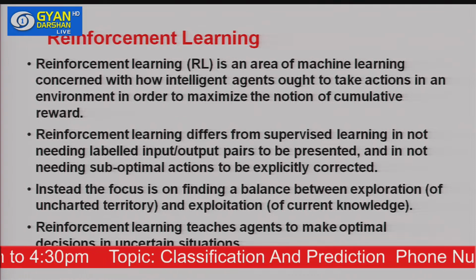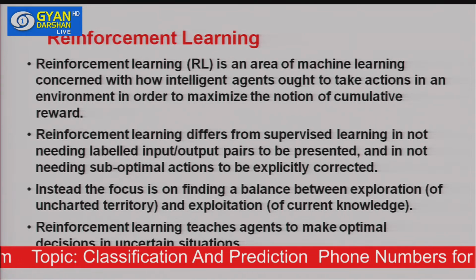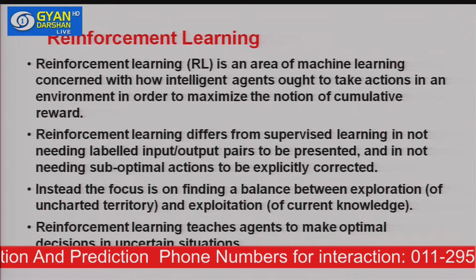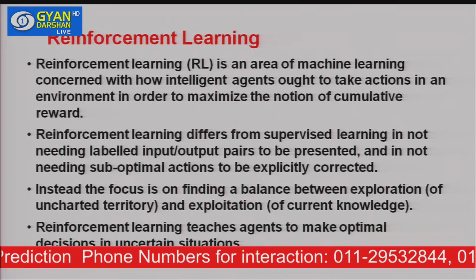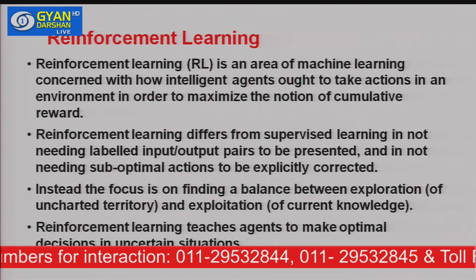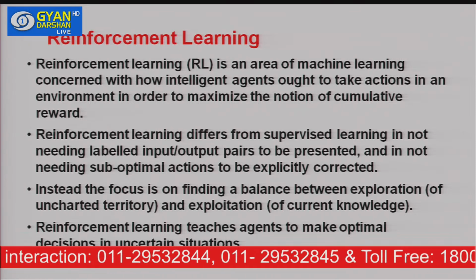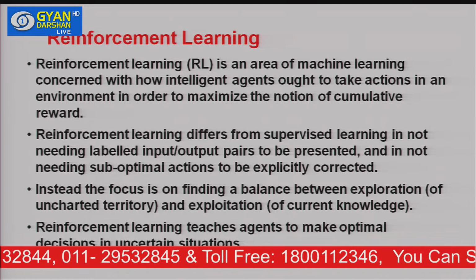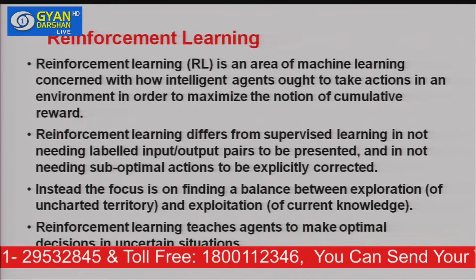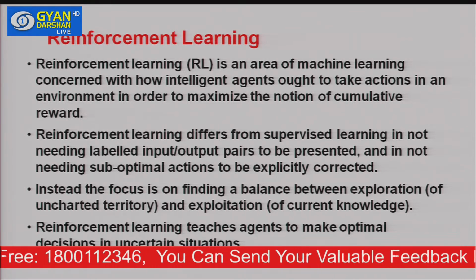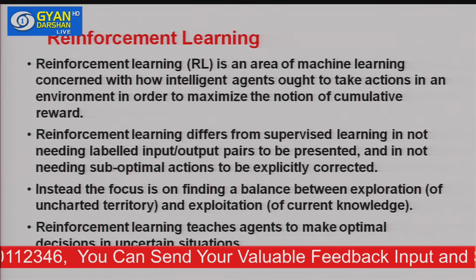situation is not known, because for many of the data sets we know their class label, whereas here the class label is unknown, right? So instead of this, what happens in reinforcement learning is they try to find the balance between the exploration of this uncharted territory and known territory, that is, the current knowledge we have. So based on this reinforcement learning, we also try to give some kind of optimal decision to the system.